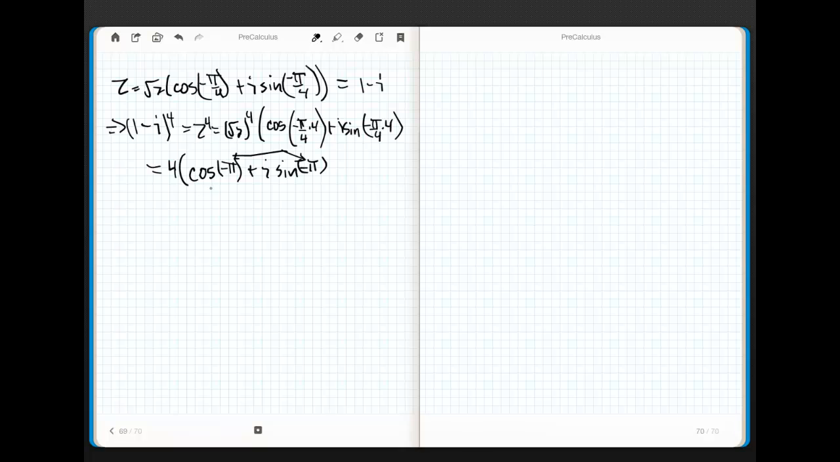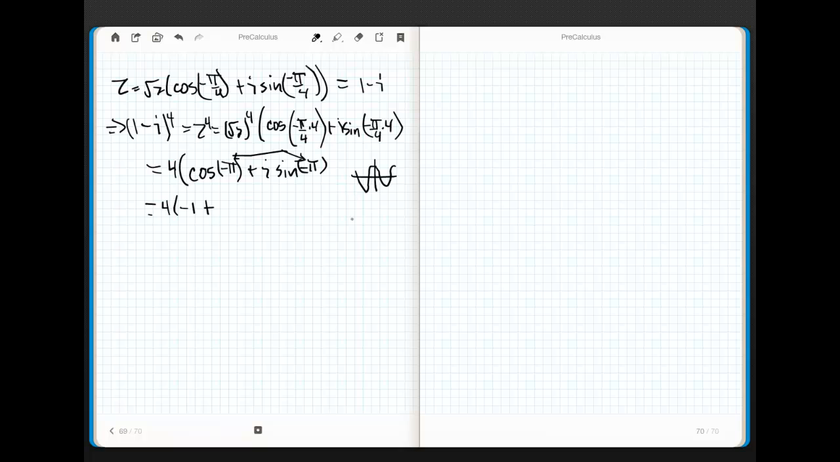So let's see, what's the cosine of negative pi? Think about this. Cosine of pi is -1. Cosine of negative pi is -1 as well, right? So this ends up being 4 times -1 plus, what's the sine of negative pi? Well, that's easy. Sine of 0 is 0.